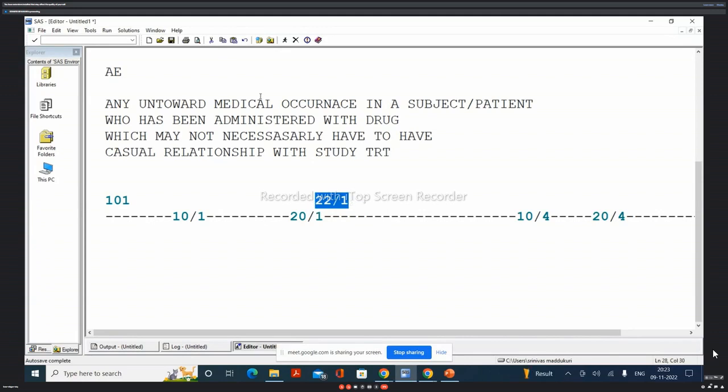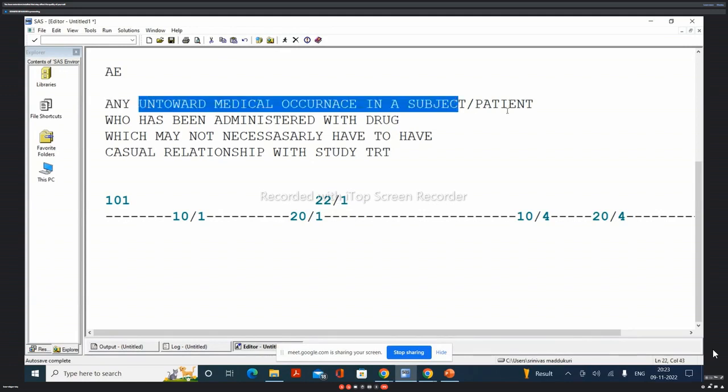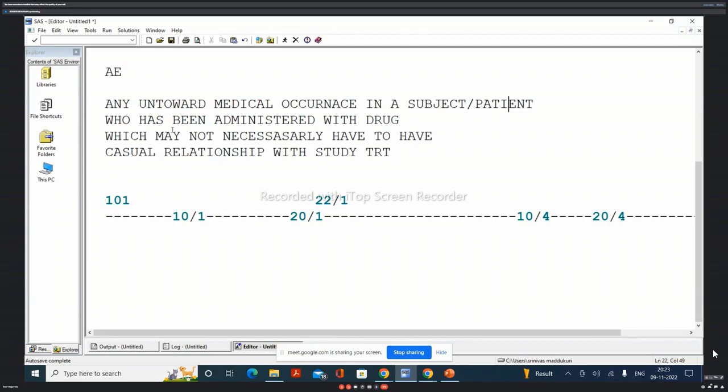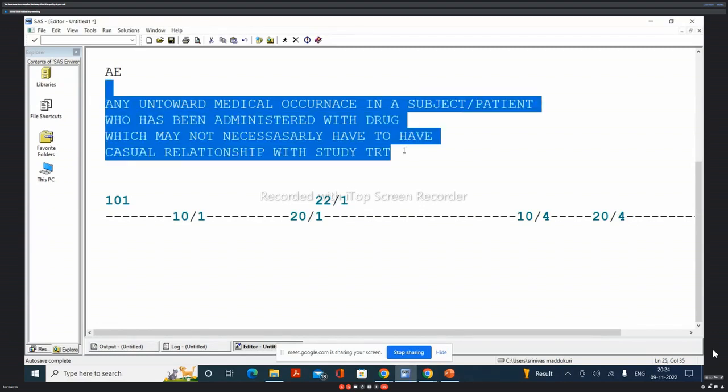Understand this? So, any untoward medical occurrence in a subject or a patient, obviously in a clinical trial we call it a subject, who has been administered a pharmaceutical drug. Since he is involved in the clinical trial, during the treatment, of course I'm going to give the treatment. I'm going to give some kind of drug, which may not necessarily have caused that untoward medical occurrence, not related or maybe related because of the treatment, but still we need to consider it as an adverse event. Understand this? This definition is according to ICH guidelines.